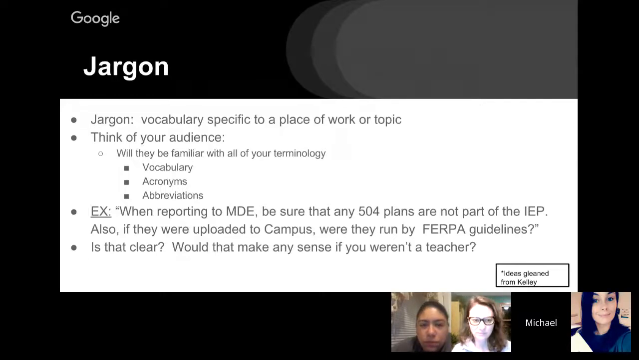And so I just wrote an example there because I work in education. Education is flooded with acronyms and numbers and alphabet soup. If I gave that sentence to someone who doesn't work in education, with MDE and 504 and IEP and campus and FERPA, what would that mean to them? You would probably argue that if you're not a teacher, most of that would be almost a foreign language.